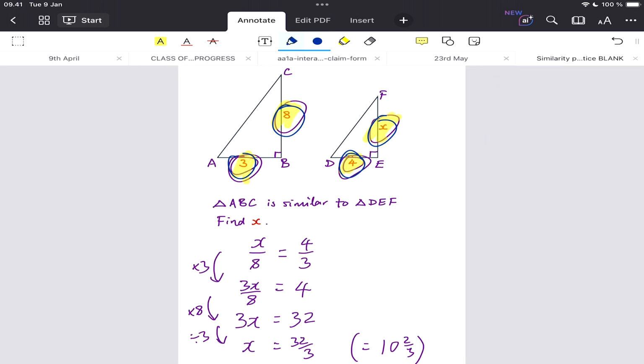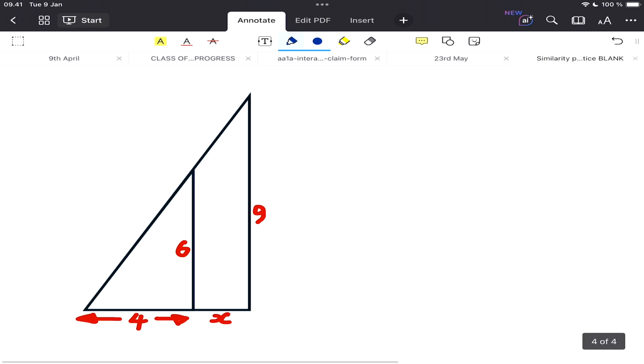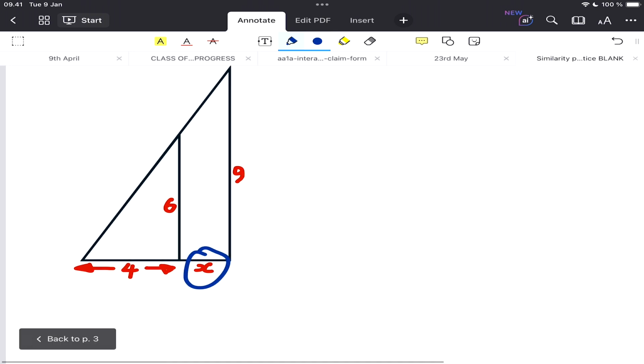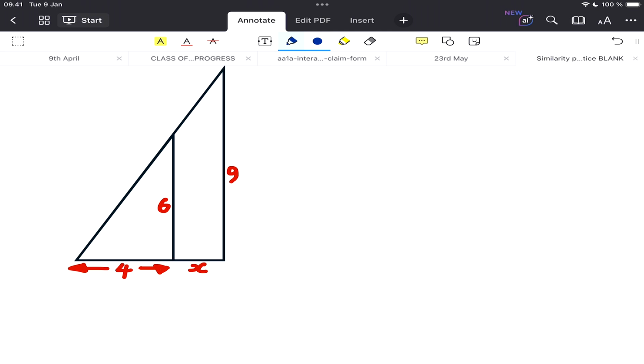Okay, so that was a fairly straightforward example, but now a harder example where you've got the x there, but it's kind of tied up as part of a bigger side. But the same principle applies of corresponding sides being in the same ratio. We just need to think of this as being a small triangle and a big triangle, but they're both similar.